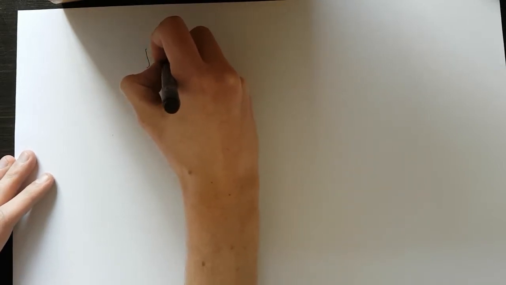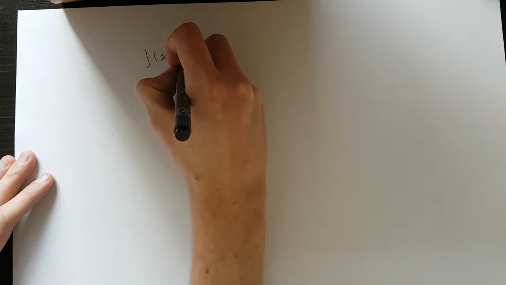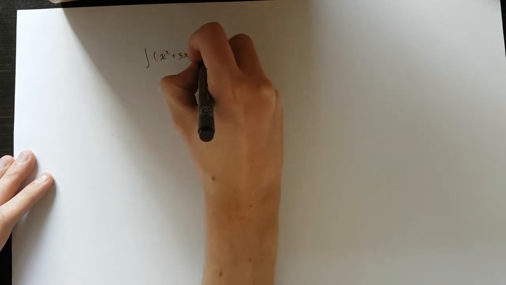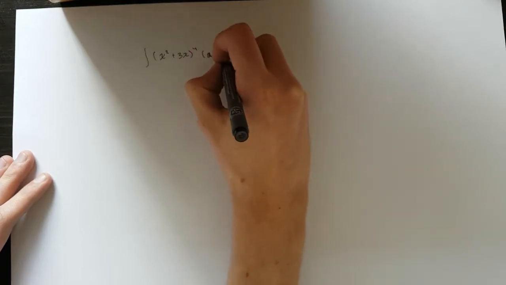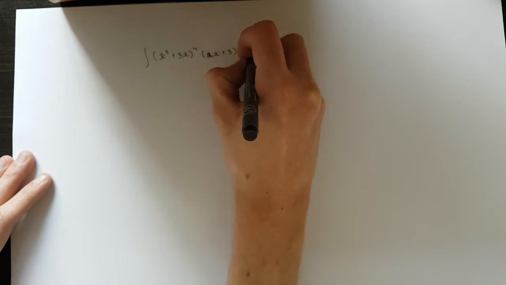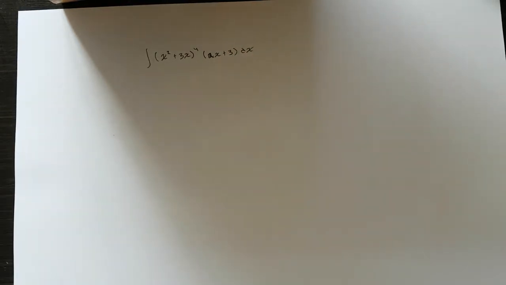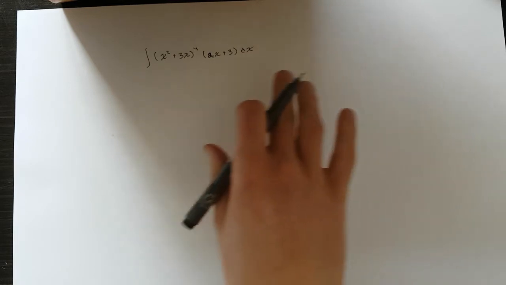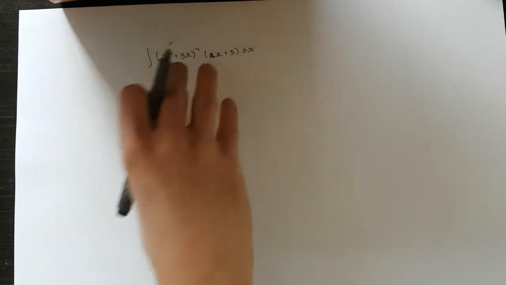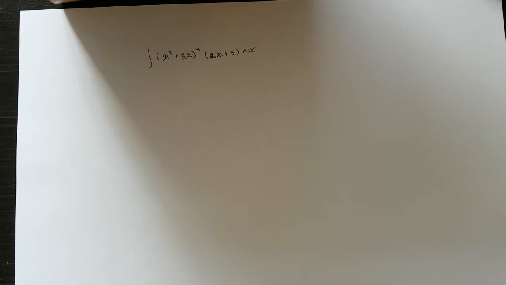So we have the integral of (x squared plus 3x) to the power 4 times (2x plus 3) dx. When you see this integral, there's no immediate way of finding it. There's nothing I immediately think of which I can differentiate to get the integrand, and that's kind of the issue, right? So what we do is we use a substitution.